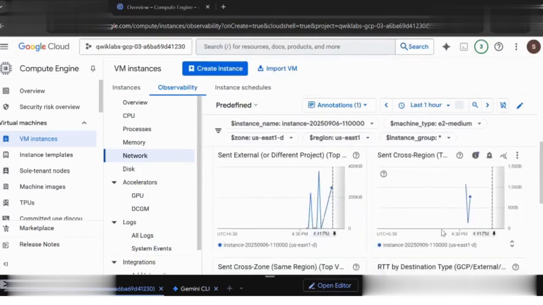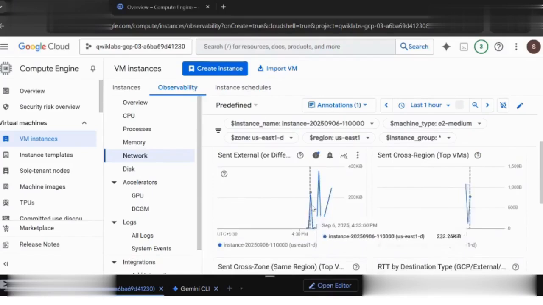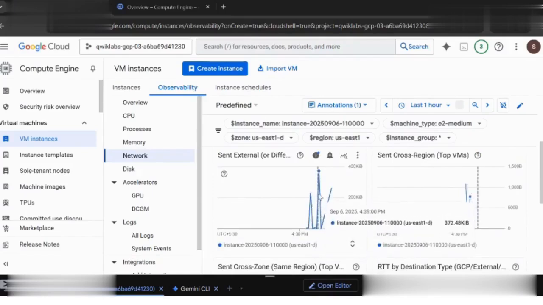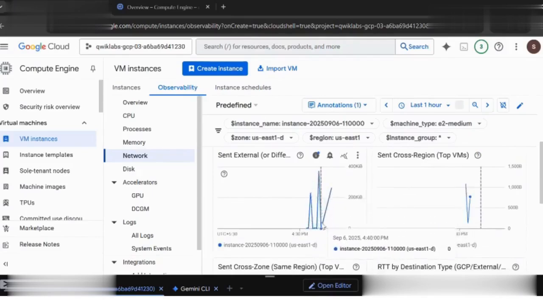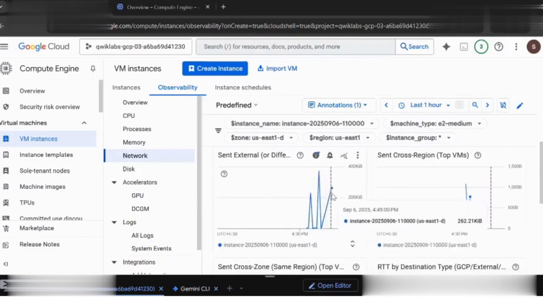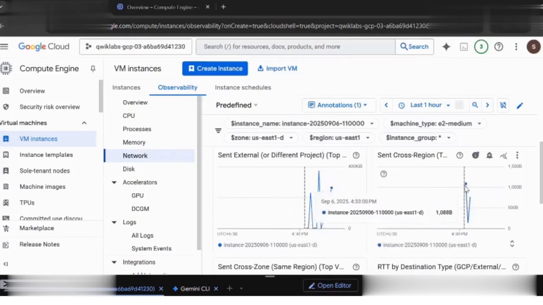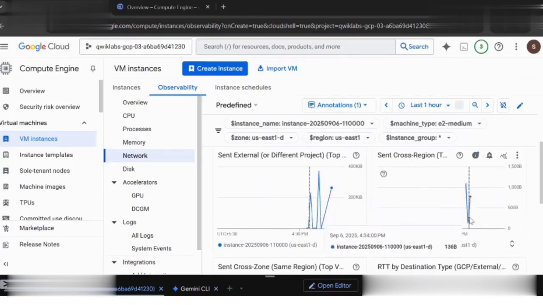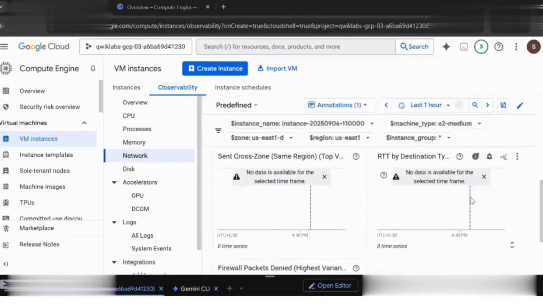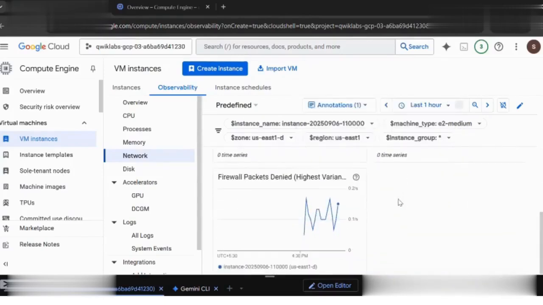Sent external or different project highlights data sent outside the cloud environment, which can have higher latency and energy cost. Sent cross-region indicates traffic moving between different regions, reflecting global workloads. Firewall packets denied displays blocked traffic, giving insight into security rules and potential wasted attempts.